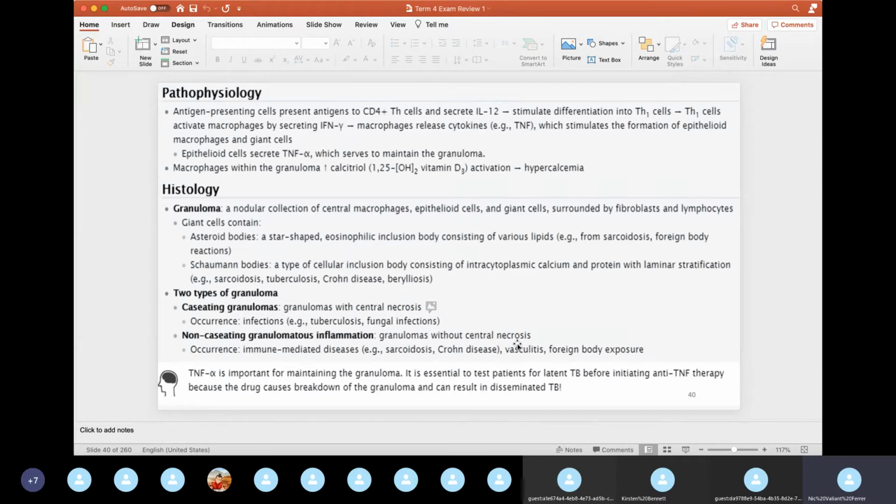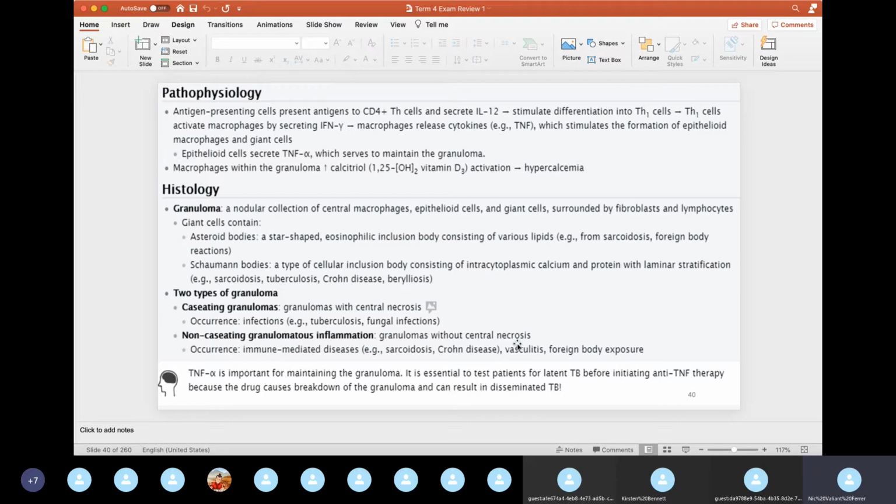Now, could someone tell me the mechanism of granulomatous inflammation? So we have an antigen-presenting cell. It has an antigen. It presents it to your CD4 positive TH cells, and it secretes what? IL-12. Don't forget IL-12, and IL-2. The CD4 positive TH cells will then differentiate into TH1 cells. The TH1 cell secretes your favorite, interferon gamma, which activates macrophages.